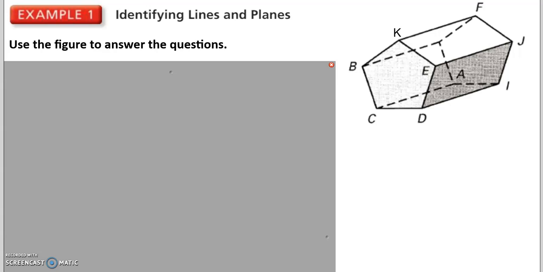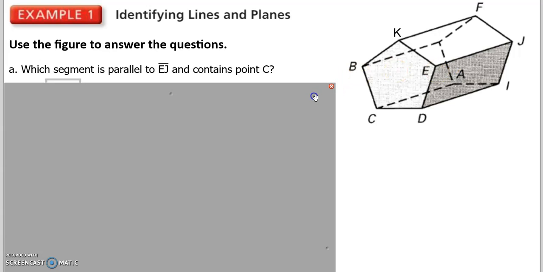We're going to use this diagram. We'll just check it out here. We have 1, 2, 3, 4, 5 sides. So I have a pentagon on the top and the bottom, and these rectangles to connect the surfaces on the top and the bottom. Okay, and points that label all the vertices. So we're going to answer these questions.